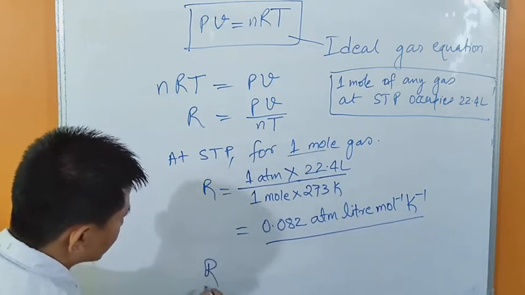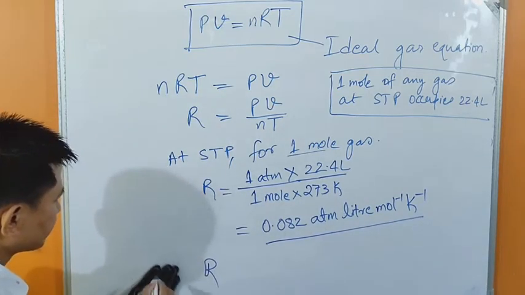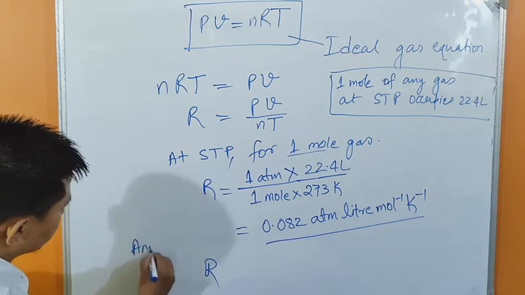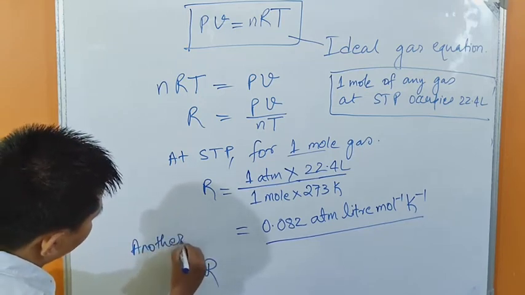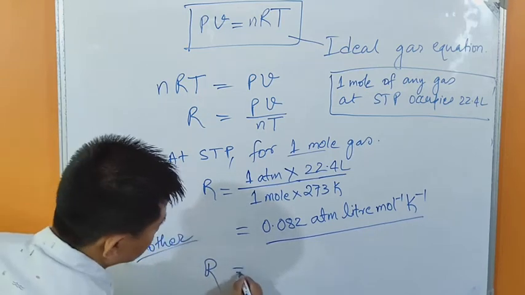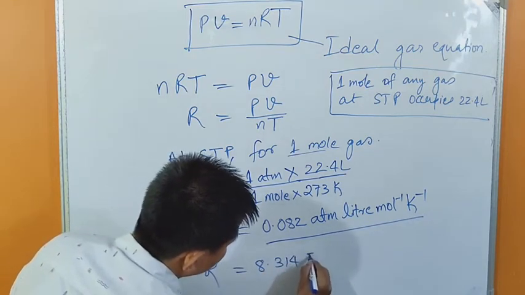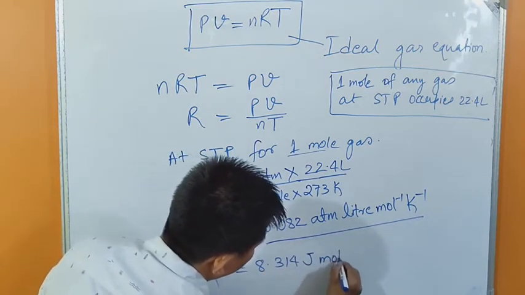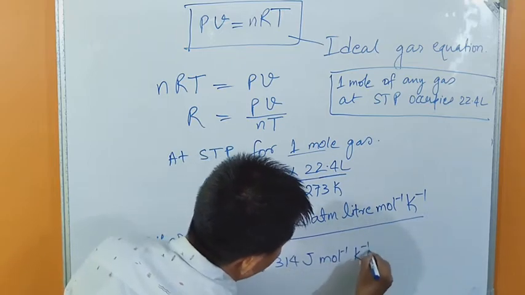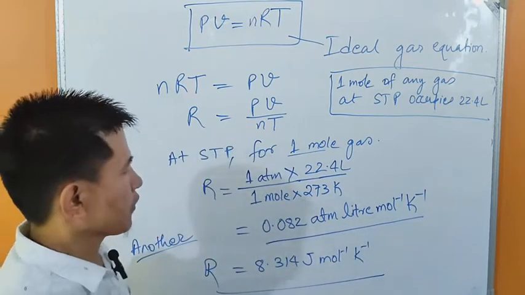Another value of R is 8.314 joules per mole per Kelvin. You need to remember this also.